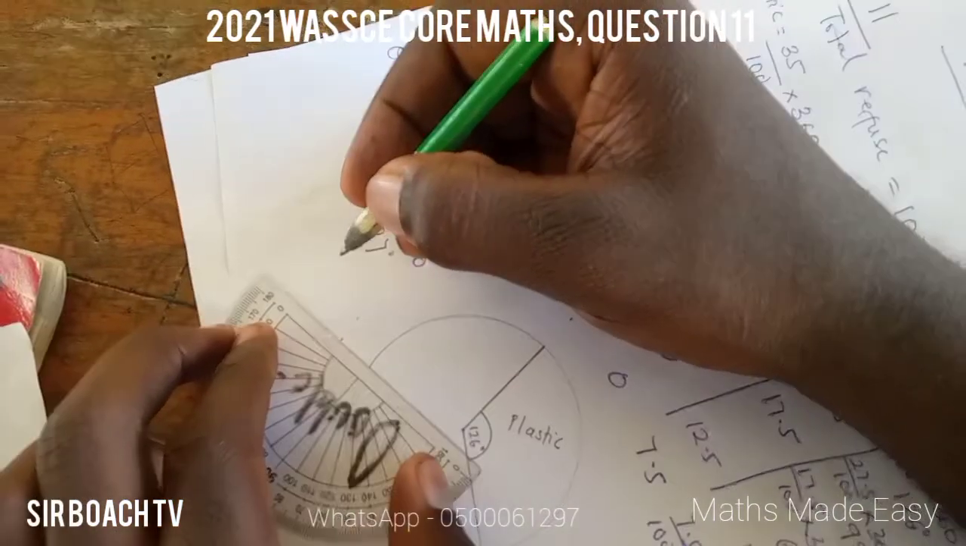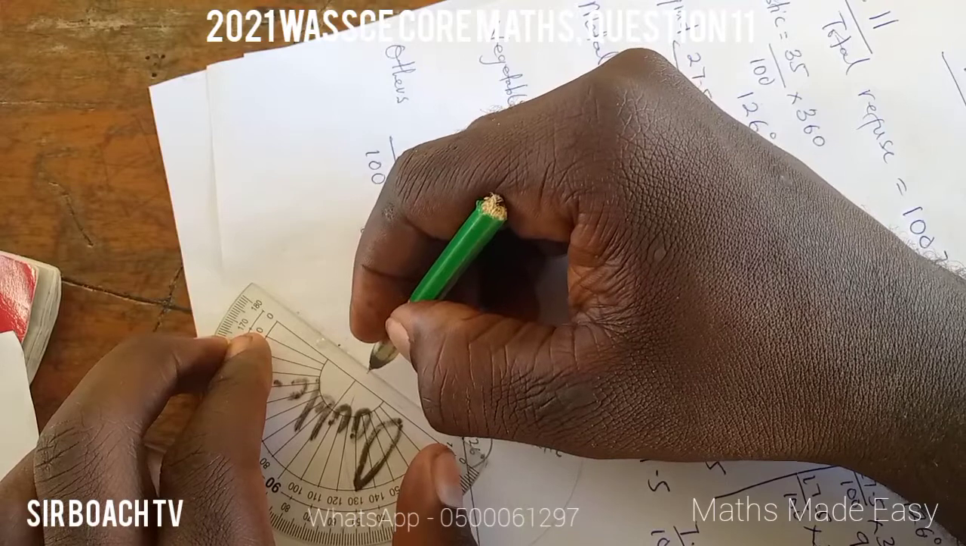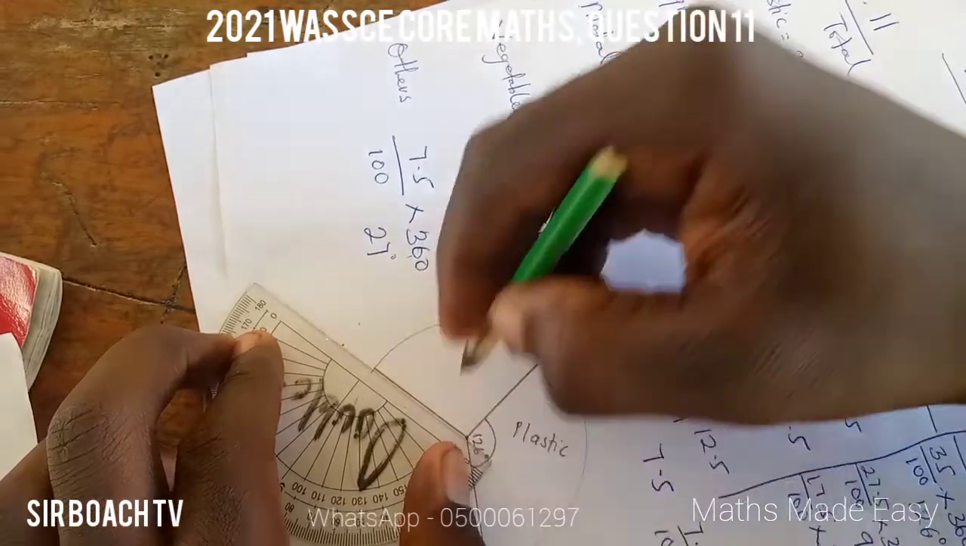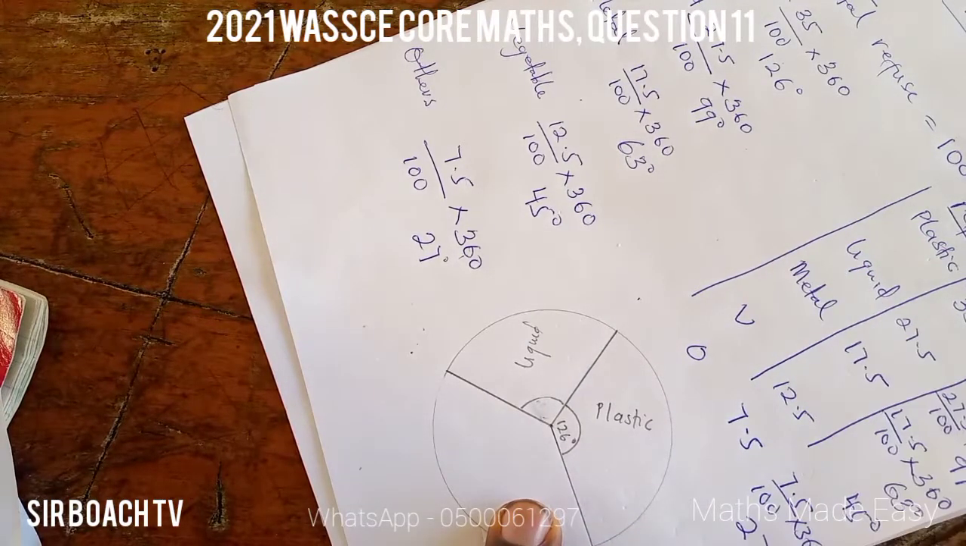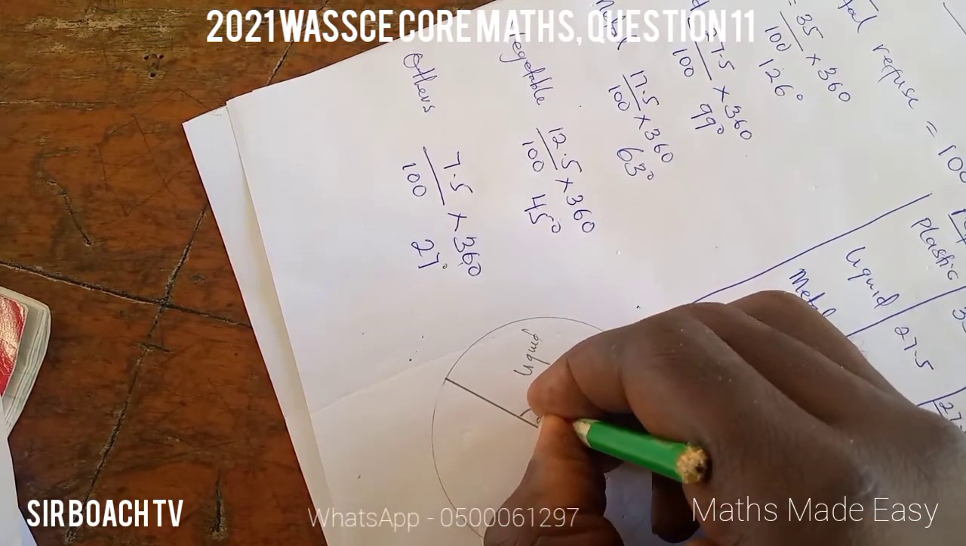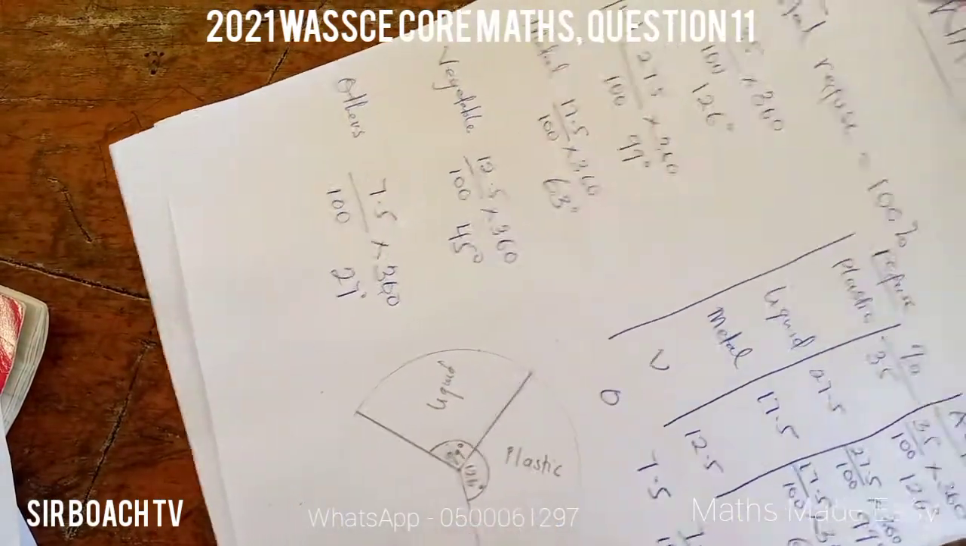Then I draw a line to touch the center of it. So this side is 99. The degree for liquid is 99. So this side is 99 degrees. Now the next one is 63.